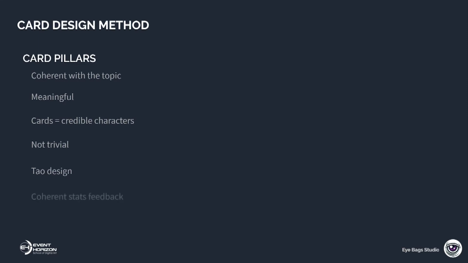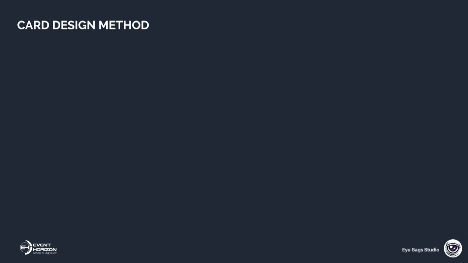The next one is the Tau design, so in a good choice there is something bad and vice versa. The last one is coherent stats feedback. The stats must change in a coherent way after a choice made by the player, otherwise he feels the game as unfair and unpredictable.